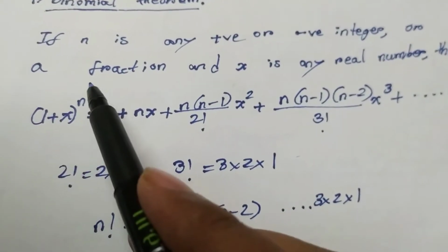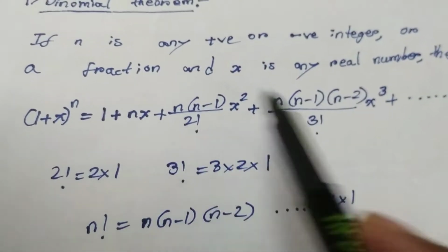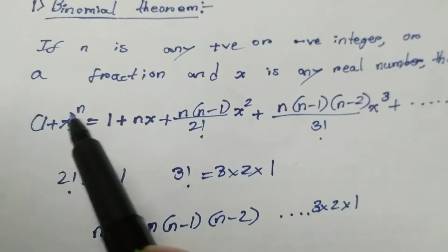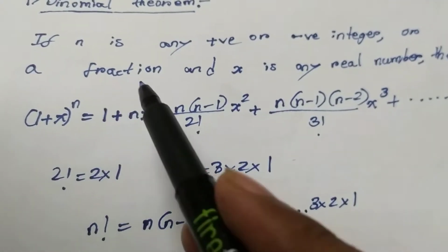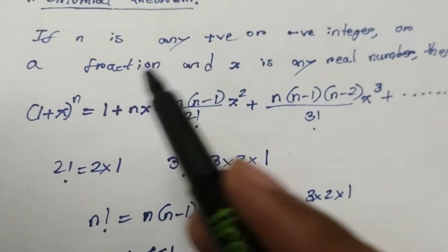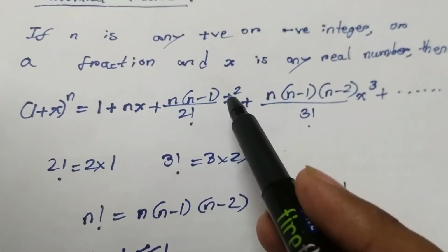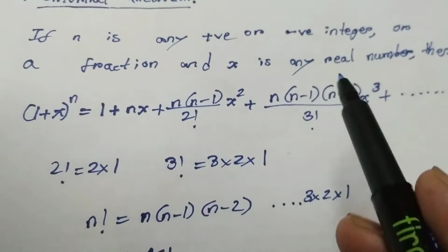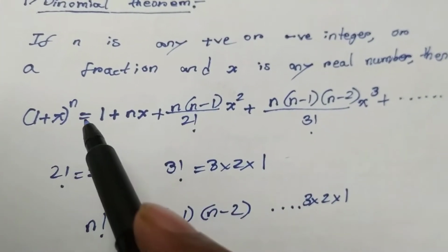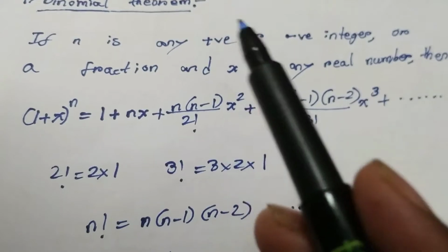Now, if mod x is much less than 1, which means that x is a fraction, then higher powers of x, that is x square, x cube, will be very small compared to x and 1. Therefore, the higher terms can be neglected.